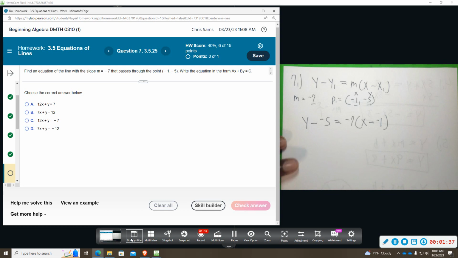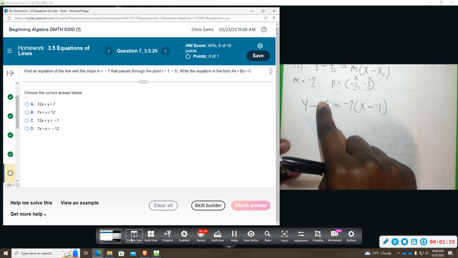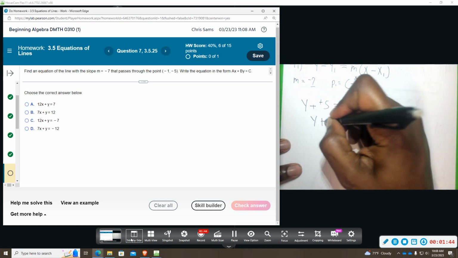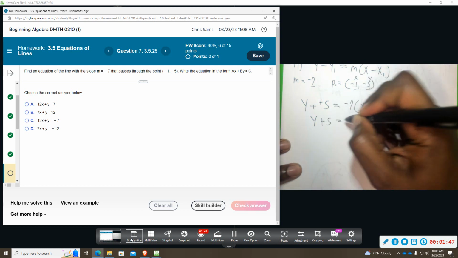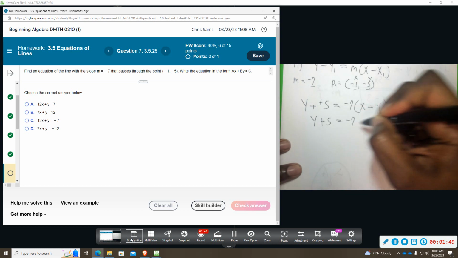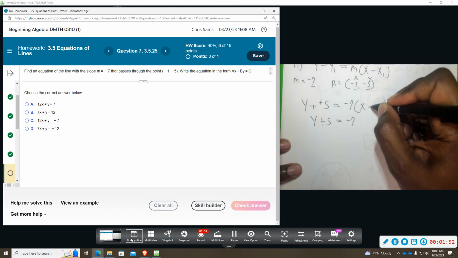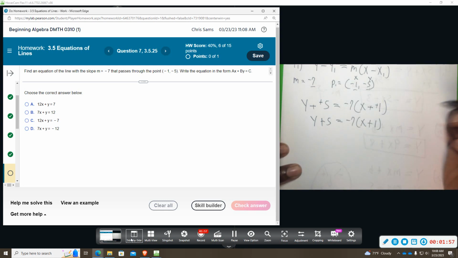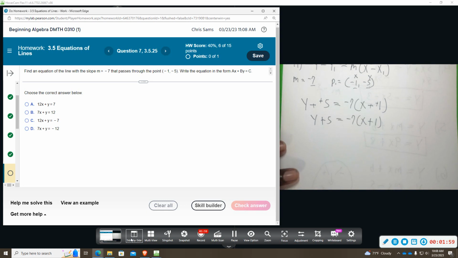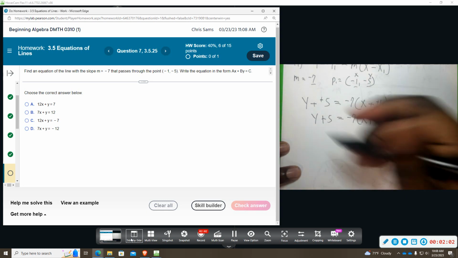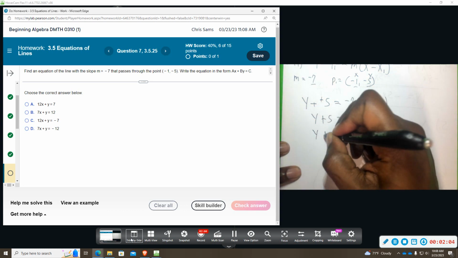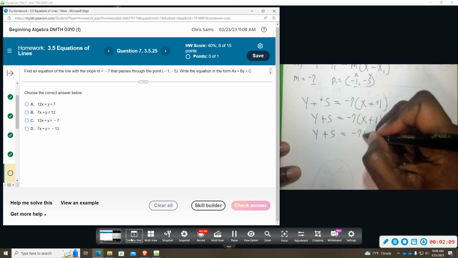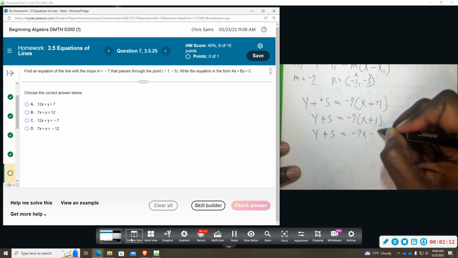All right, so once we get that plugged in, we will simplify negative times a negative. These will just turn positive, so this will be y plus 5 equals, and then the -7, I'm going to leave it on the outside, and the minus a negative. Negative times a negative becomes plus, so I'm going to write this as x plus 1. All right, now I'm going to distribute the -7 throughout the parentheses. So we have y plus 5 equals, this will be -7x, and then minus 7.